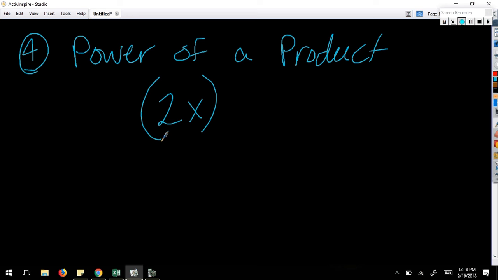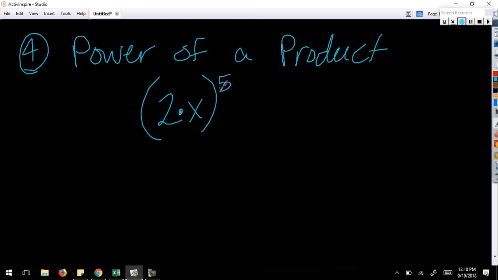We did product of power, and this is power of product. That's why it's not really important that you memorize the names, as long as you know what it is you do when you do it. So I've got this product. I've got something being multiplied together, and I'm going to raise that to a power. Now, you absolutely do distribute it through.